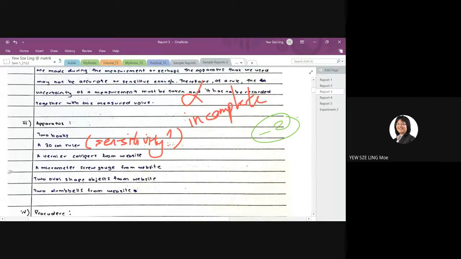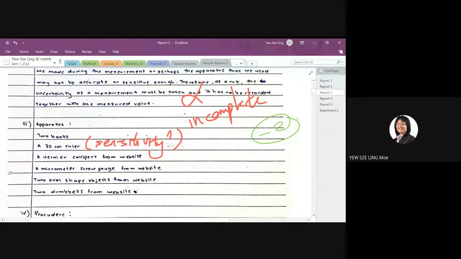And you need to time yourself, you know, when you do a lab report, you need to make sure you can finish everything within 1 hour. Okay, because in your report writing test, you'll be given just an hour to complete it. So apparatus, no sensitivity for ruler, no sensitivity for vernier caliper, nothing for micrometer screw gauge. So again, this is wrong.